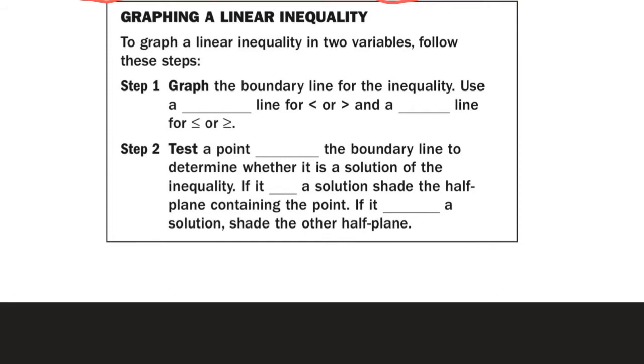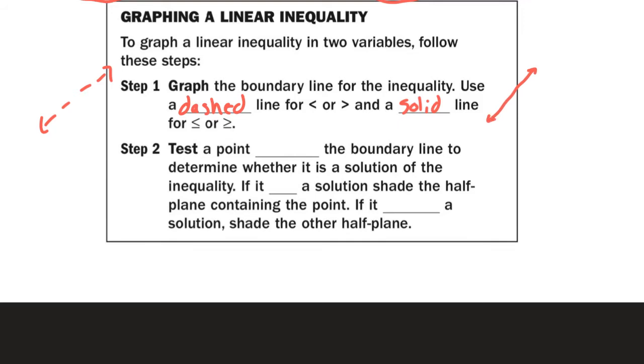So the difference is whether we have less than or greater than, and less than or equal to, or greater than or equal to. So if I have an inequality that is just less than or greater than, we are going to use a dashed line. So a dashed line is something like this. Okay? For inequalities that are less than or equal to and greater than or equal to, we're going to use a solid line. So that's what a solid line would look like.